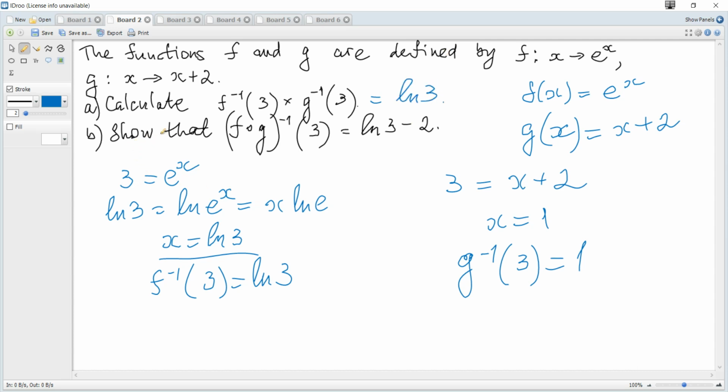The next part shows that the composite function f of g, and its inverse at point 3, is equal to this. So we need to find the composite function. Firstly, it looks like f of g of x, and we need to substitute g of x, x plus 2, for x into f. So it becomes e to the power of x plus 2.